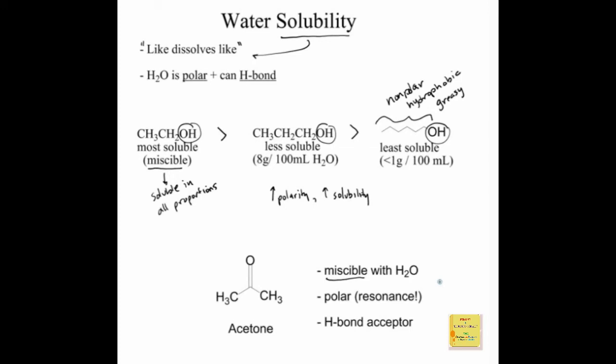Okay, why is it so well dissolved with water? Well, one thing is that it's polar, and it's not only polar because we have a dipole moment with a carbon-oxygen bond, and oxygen being more electronegative than carbon, but also because this carbonyl, this C=O double bond, can have resonance. So that means there's two ways to draw acetone.